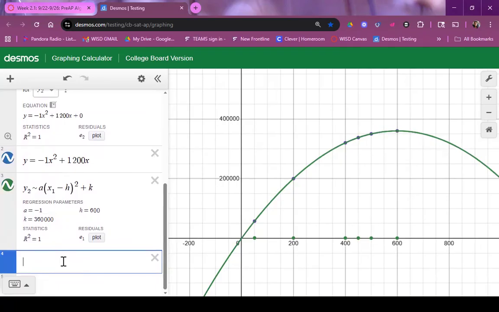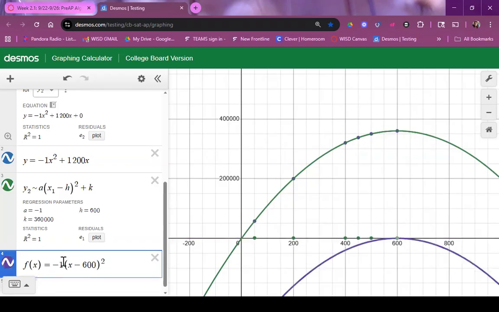So my function would be, I'm just going to write an f of x. f of x equals, it says my a is -1, parentheses, x minus my h. My h is 600 squared, plus my k, and my k is 360,000. Notice that it's the exact same graph, just in a different format. Okay, so now we've modeled all three of our quadratic forms using our example here, right?